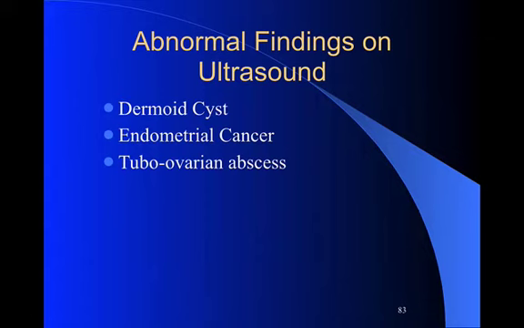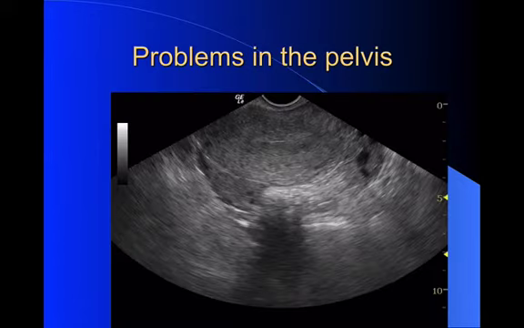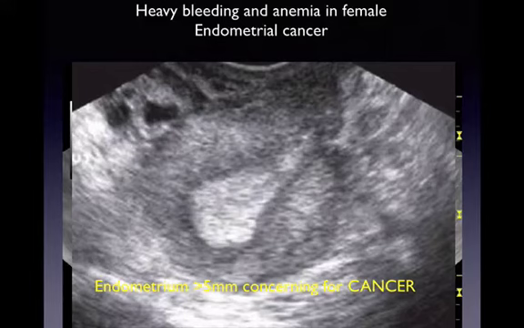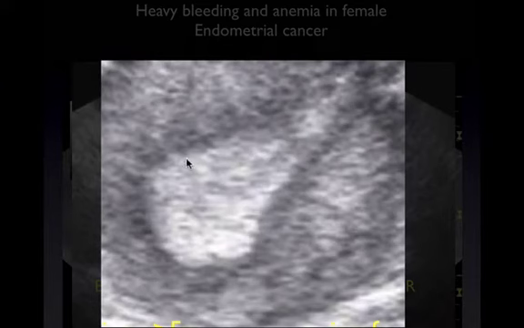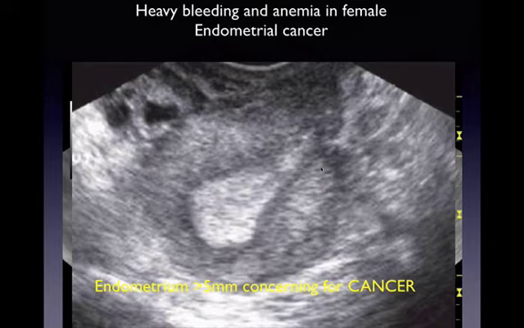Other abnormal findings on ultrasound we will cover today are dermoid cysts, endometrial cancer, and tubo-ovarian abscess. So these are problems in the pelvis, and let's take a look at these. This is a postpartum female with an endometrium much thicker than 5 millimeters, and it's very echogenic, and so this always raises our alarms for endometrial cancer, and this is what she turned out to have.